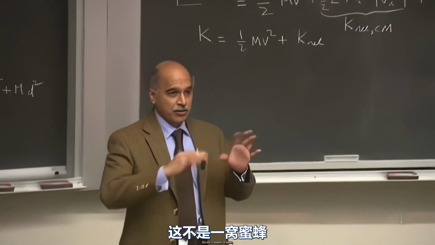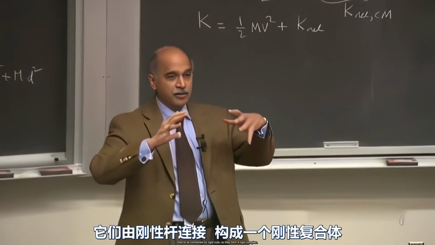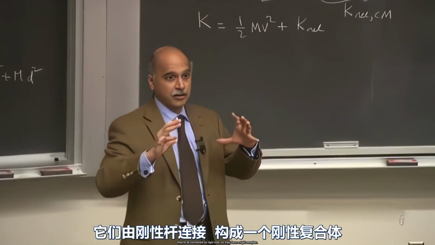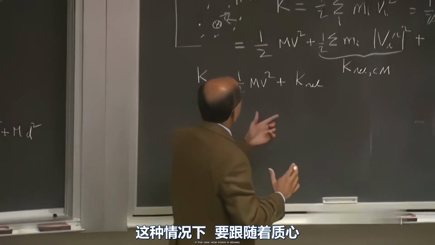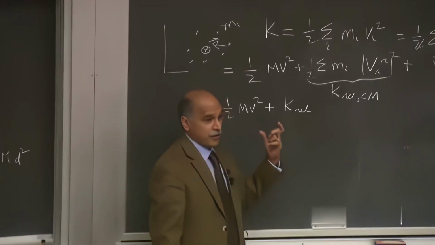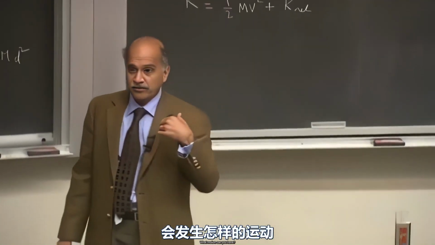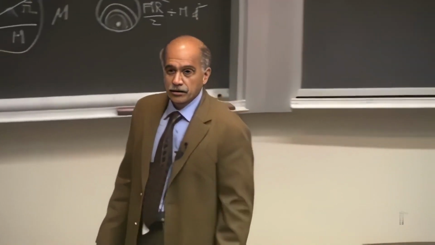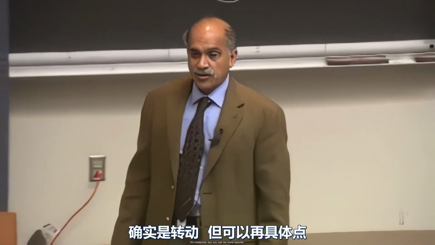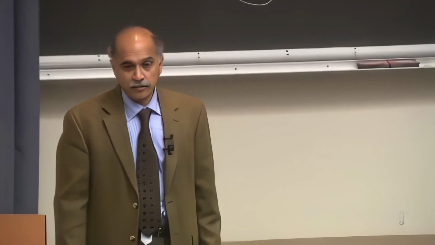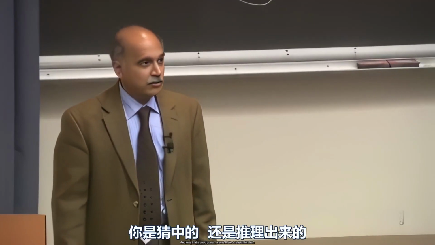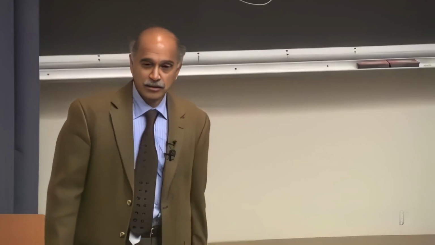Think about it now. So it's not a swarm of bees. They're all connected by rigid rods, so they form a rigid complex. In that case, what motion is allowed if you ride with the center of mass? Think about it. What motion can you have? Yes? Rotational? It's rotational, but you can be more specific. Rotation about which point? Center of mass. And was that a good guess, or was there a reason for that? You're moving relative to the center of mass, and the distance from it can change. The only way you can move is around it.